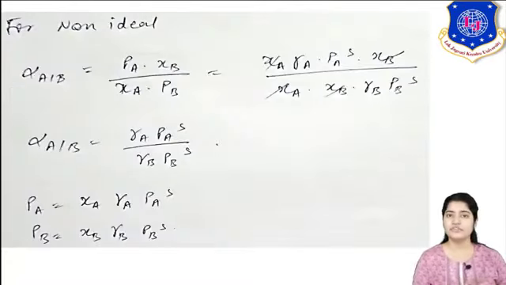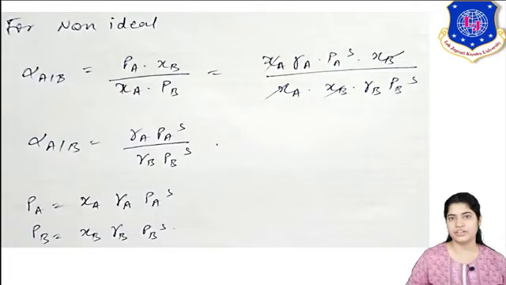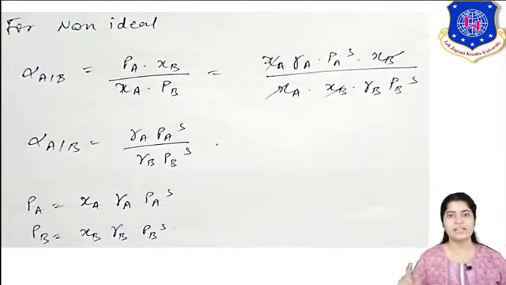Similarly, for a non-ideal solution, for the non-ideal case, you add a correction factor, the activity coefficient, in the Raoult's law equation. So what does your partial pressure definition become? XA gamma A PA sat, XB gamma B PB sat. So now your relative volatility is defined as gamma A PA sat upon gamma B PB sat. These equations must be learned by heart.